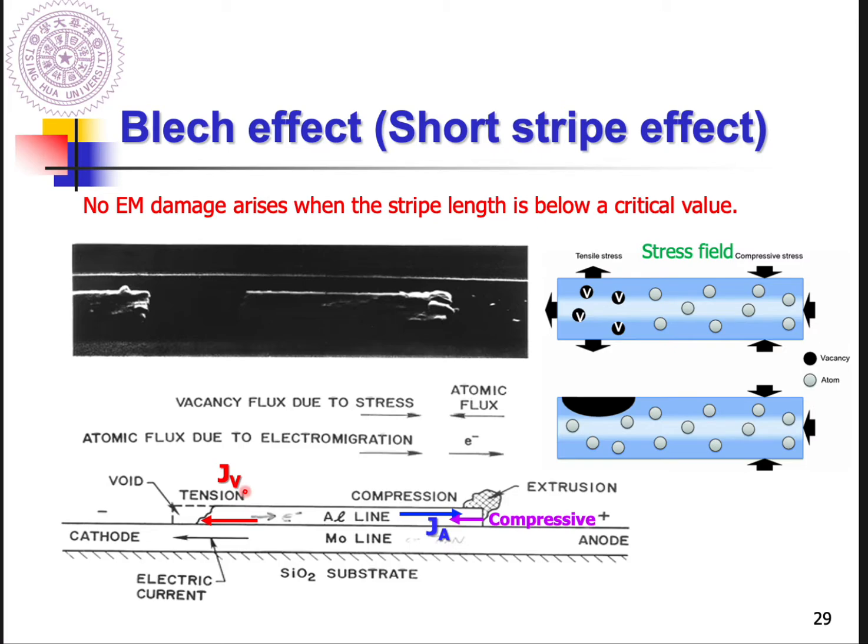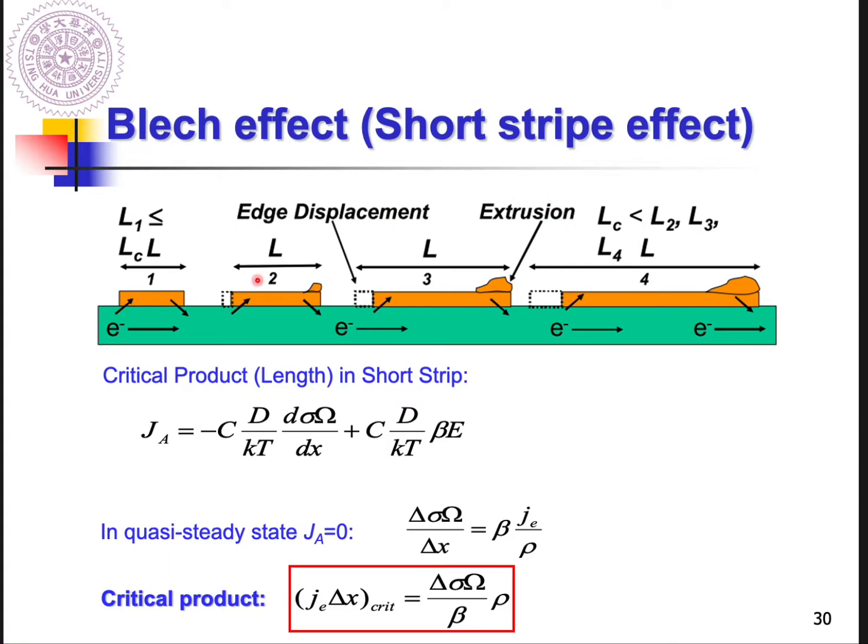In other words, if the atomic flux driven by the electrical field is smaller than this stress-field-induced atomic flux, then you are not going to observe the EM damages. So that critical length we call is the critical value here. So how do we determine this critical value?